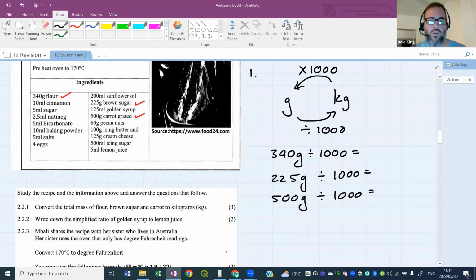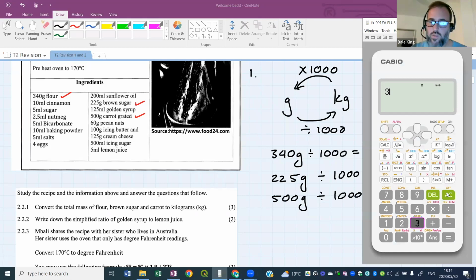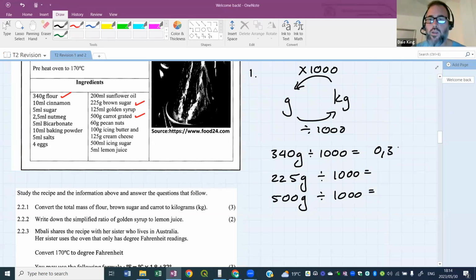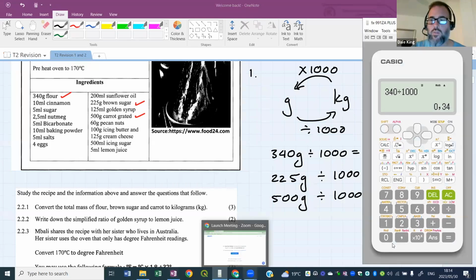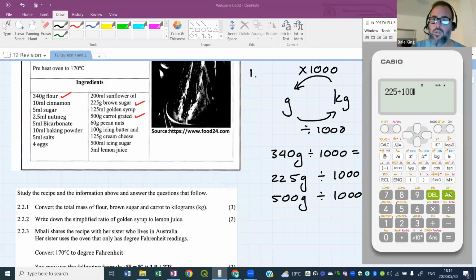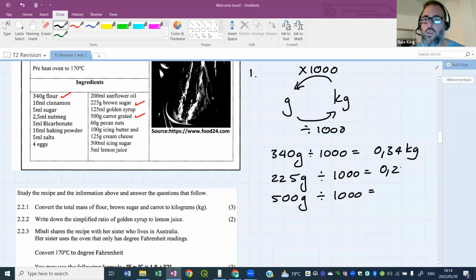Okay, so the calculator, come do your job. So 340 divided by 1,000, and we get 0.34 kilograms. And then 225 divided by 1,000, we should get 0.225. Now, I'm going to round this off on the screen. So I'm looking at the second decimal. The second decimal is a 2. Will it be changed? Yes, it will. The 5 that's next to the second decimal will change it. So I'm going to write 0.23 kilograms.